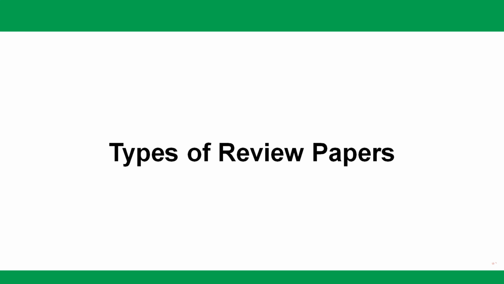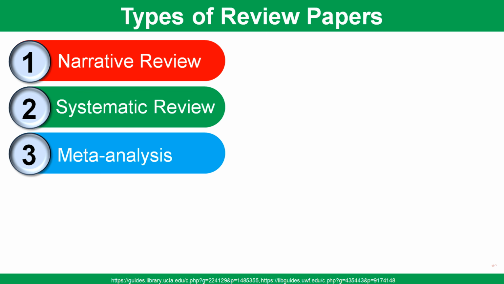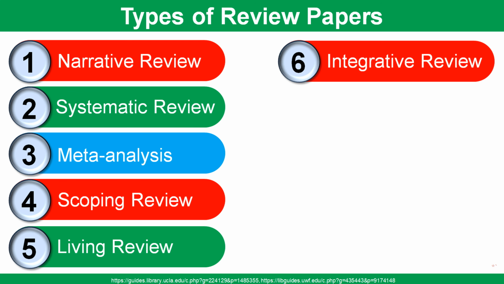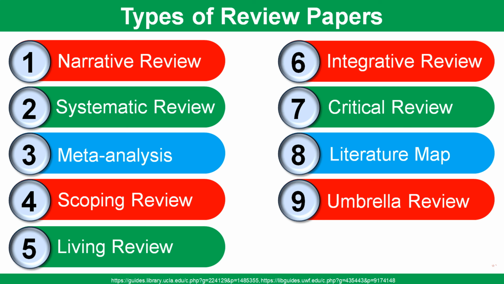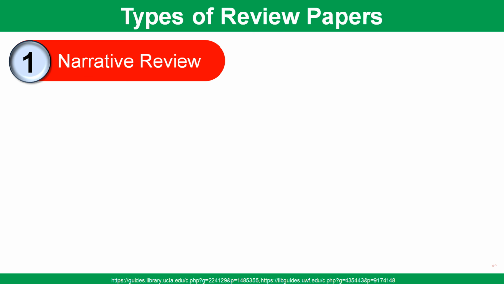Here, we'll explore various types of review papers commonly used in academic research and their characteristics, strengths, and limitations. Major types of review papers are as follows. Narrative review, systematic review, meta-analysis, scoping review, living review, integrative review, critical review, literature review map, umbrella review, and rapid review. Let's begin with the narrative review.